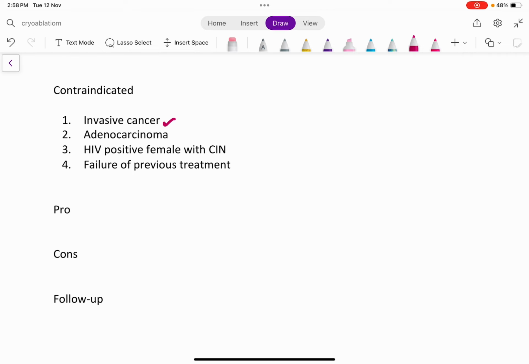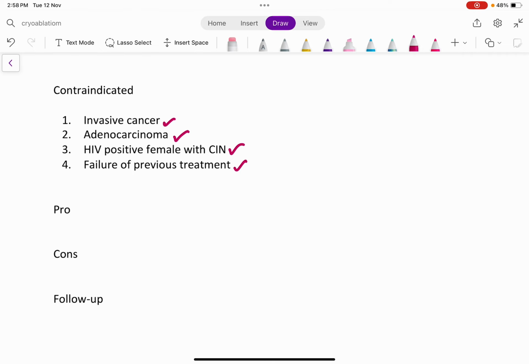If a patient has invasive cancer of the cervix, adenocarcinoma, or is an HIV positive female with cervical intraepithelial neoplasia, because in any HIV patient there are increased chances of cervical carcinoma compared to a normal female in the population. HIV patients are even more prone to develop cervical cancer. So for that reason, in an HIV positive female with cervical intraepithelial neoplasia, we are not going to do any cryoablation, right? Okay. And failure of previous treatment.